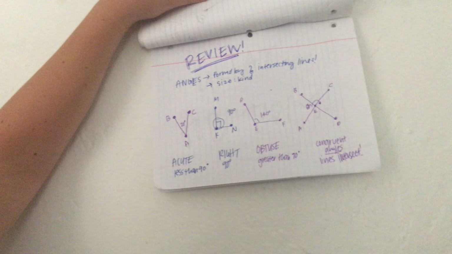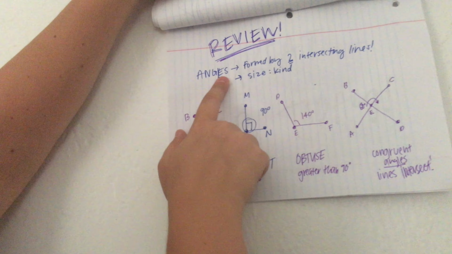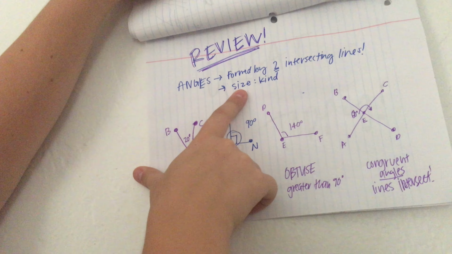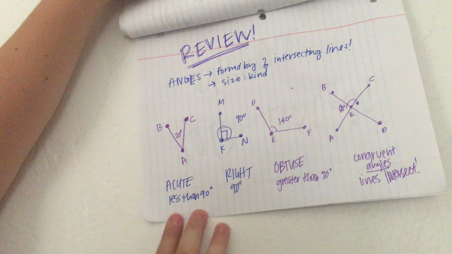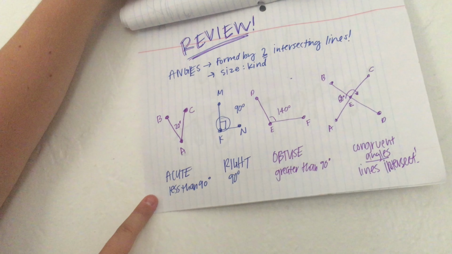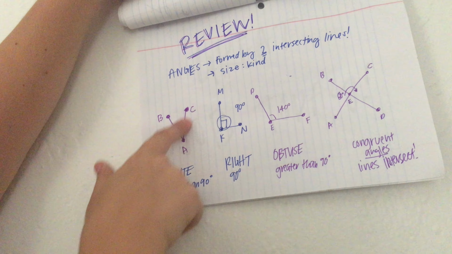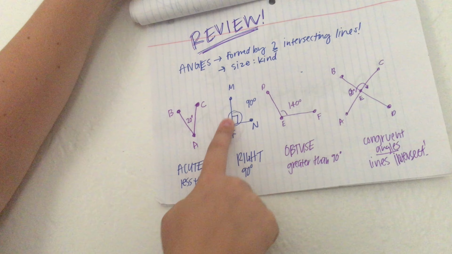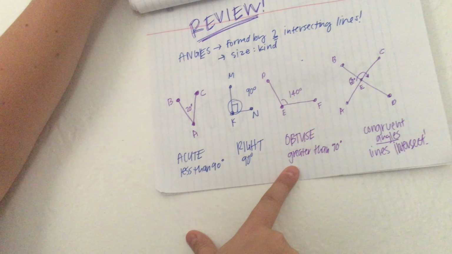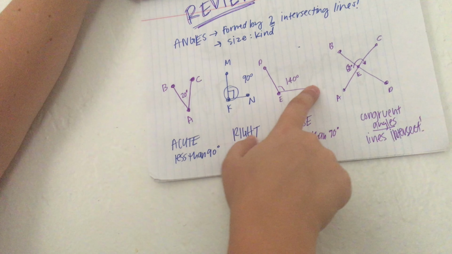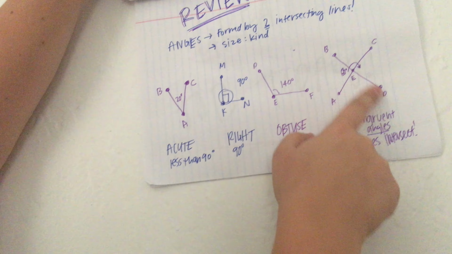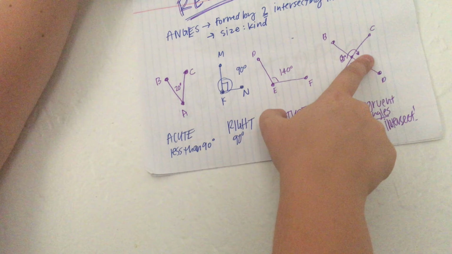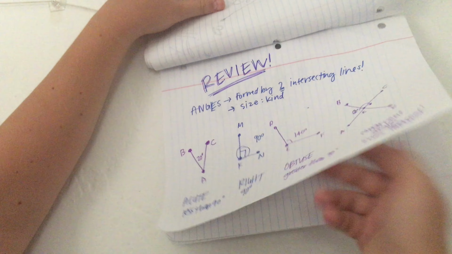So let's review what we learned today. So we learned that angles are formed by two intersecting lines and that the size of the angle depends on what kind of angle it is, right? So we learned about acute angles, less than 90 degrees. Right angles are exactly 90 degrees and have this little symbol. Obtuse are greater than 90 degrees, like we have here. And over here we have congruent angles where lines intersect. So here's 80 degrees and 80 degrees is flipped over there too.